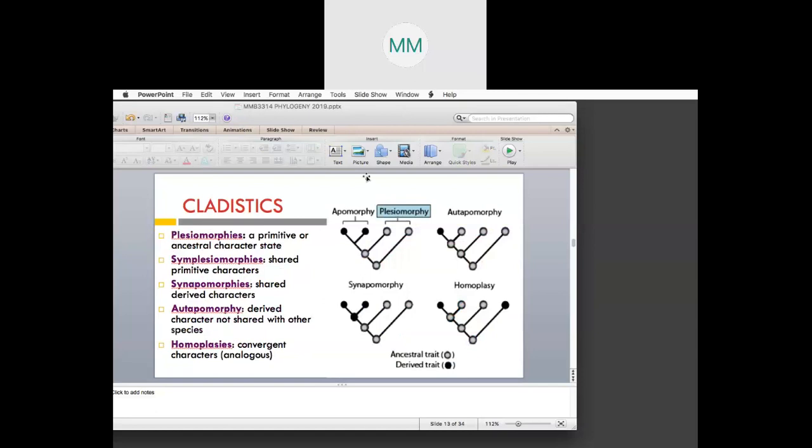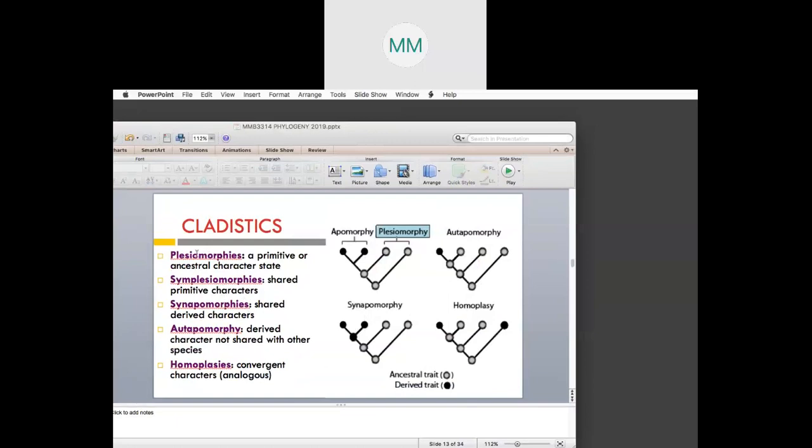So the terminologies I want to use here. The first is plesiomorphy. Plesiomorphy is a primitive or ancestral character state. Symplesiomorphy is a shared primitive character state. Both of these states are primitive. But plesiomorphy is not shared, whereas symplesiomorphy is a shared primitive character.